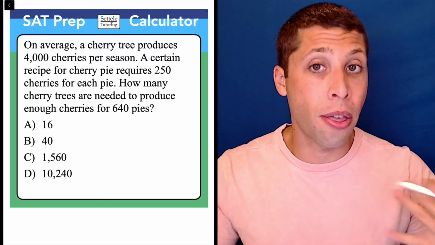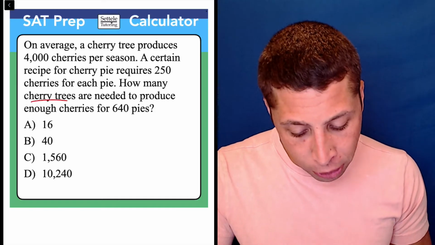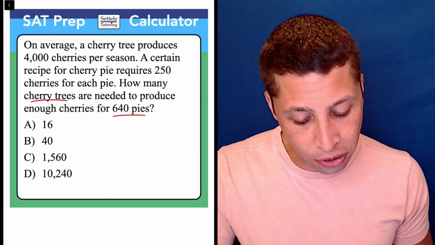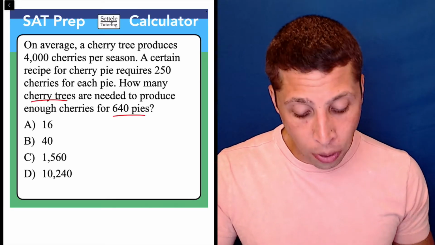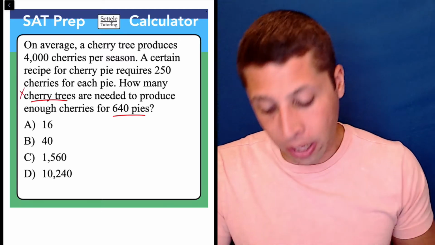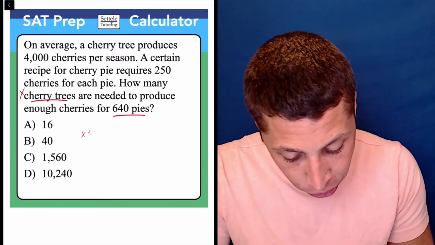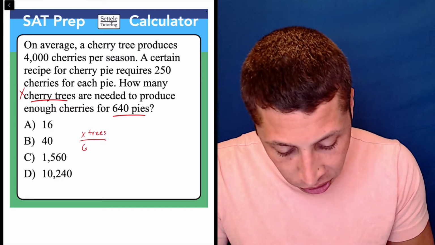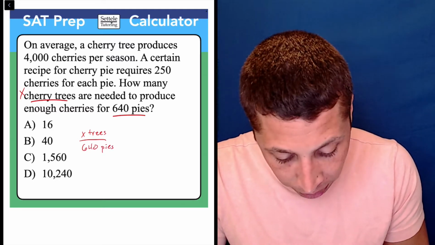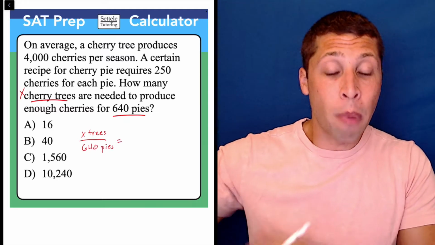So start with the thing that we're being asked, right? How many cherry trees are needed to produce enough cherries for 640 pies? So, okay, we have an unknown, an X number of trees. So X trees for 640 pies, right? So that's a rate. We don't know it yet, but we're going to figure it out.